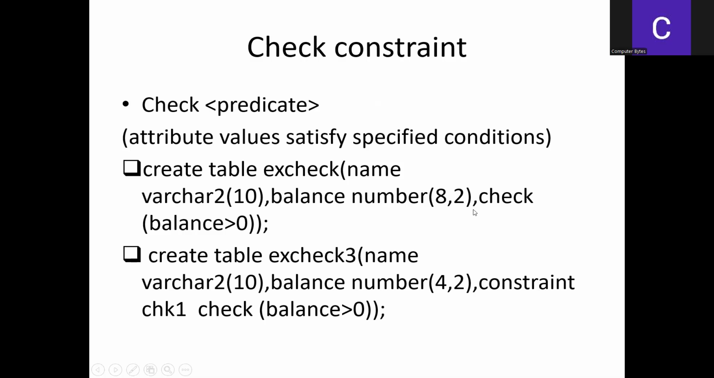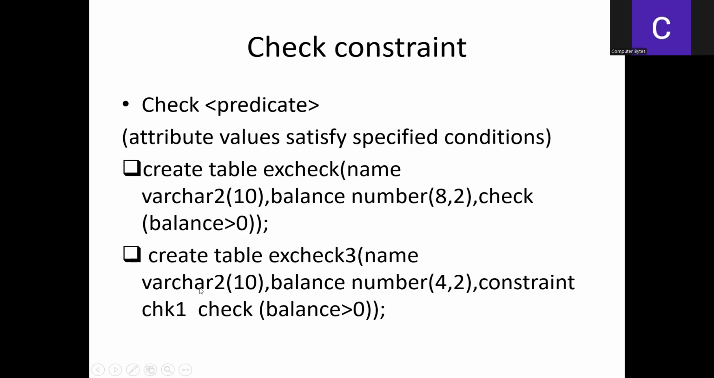So always the constraint should be given at the last. Check constraint, not null, and then unique, everything you can give at the last. Check balance greater than 0. After you declare all the fields, at last you have to give the constraints. And another table, x check 3, is there.